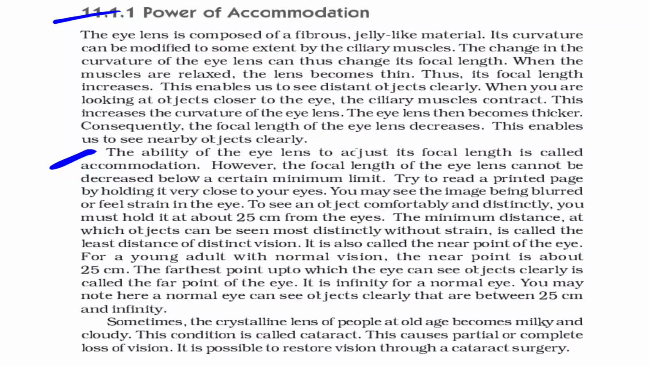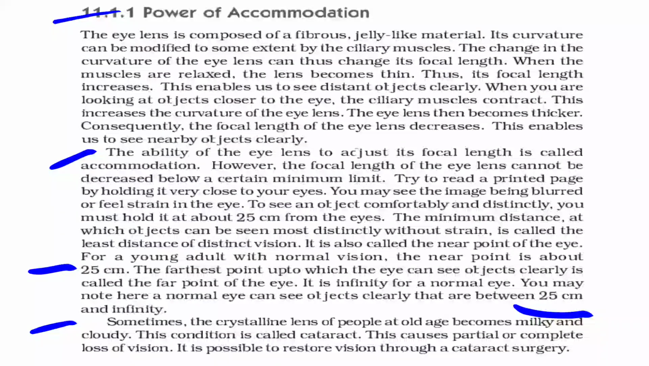For a young adult with normal vision, the near point is about 25 centimeter. The farthest point up to which the eye can see objects clearly is called the far point of the eye. It is infinity for a normal eye. You may note here a normal eye can see objects clearly that are between 25 centimeter and infinity.